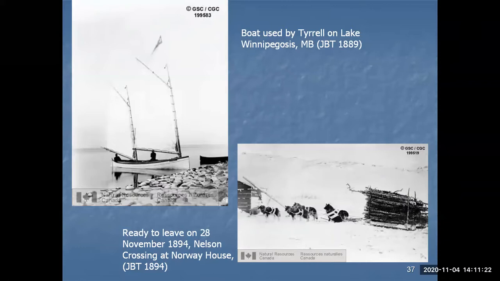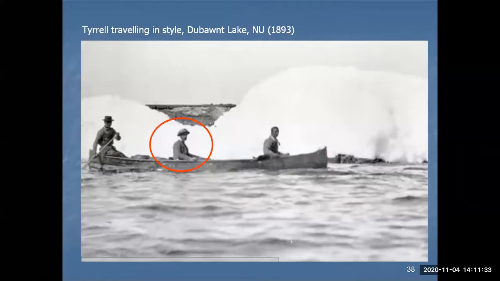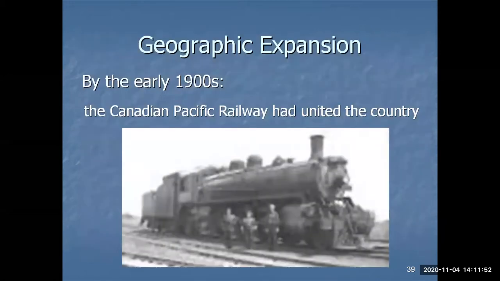And they left in the wintertime because that was when it was easiest to travel. Otherwise, you're looking at a lot of tundra, and it's very difficult to travel in summertime. This is an example of, I don't know who actually took this picture. It's credited with Joseph Tyrrell, but this is Joseph Tyrrell traveling in style on a lake up in Nunavut. I won't try and pronounce that, but again, he's got his Indigenous Aboriginal guides taking him around in style.